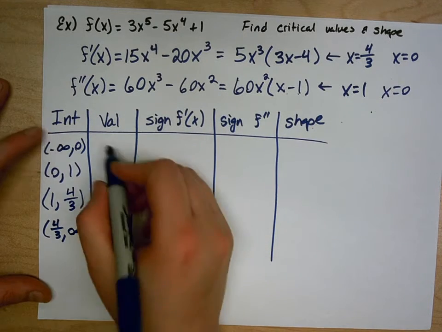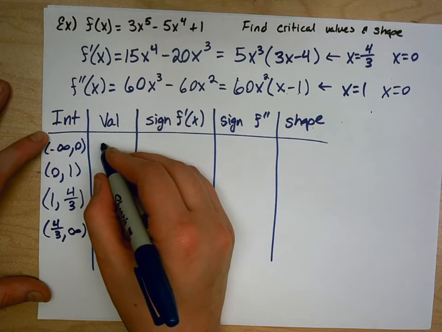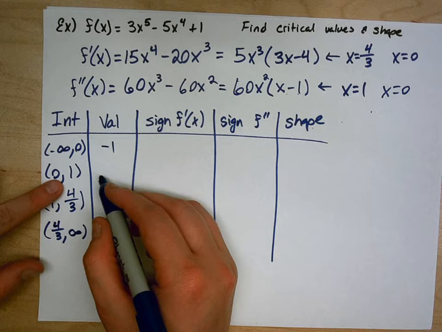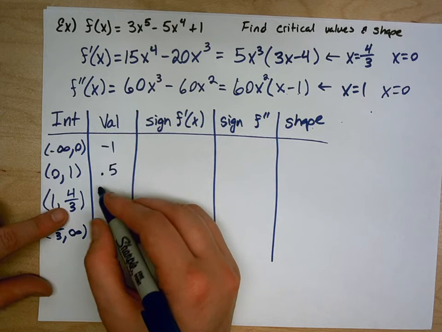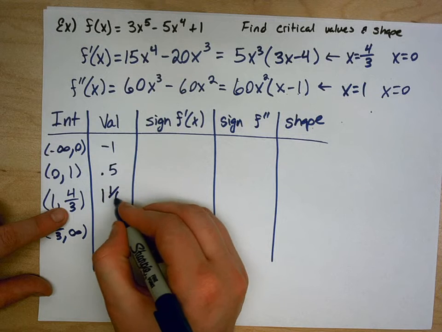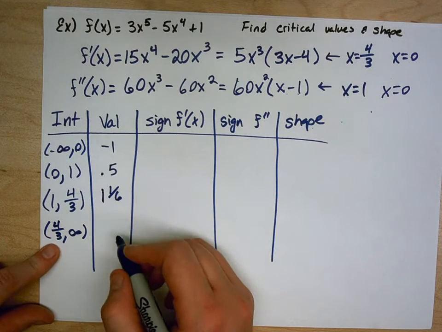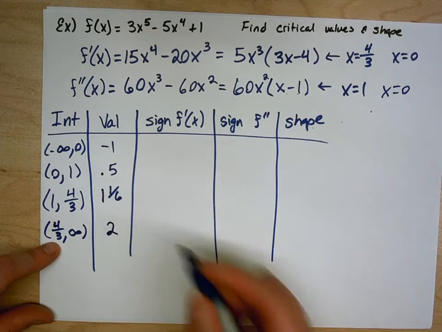All right, so I need to pick a value between negative infinity and 0, so I'm going to pick -1. Between 0 and 1, I'm going to choose 0.5. Between 1 and 4/3, I'm going to pick 1/6. And between 4/3 and infinity, let's pick 2.